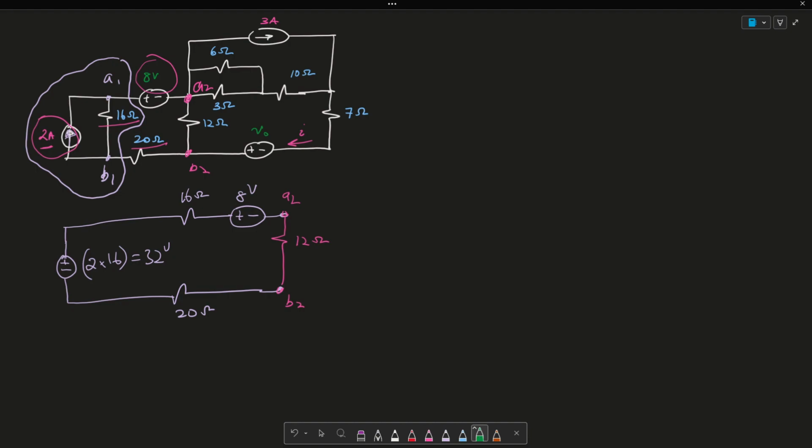Like I explained previously, I'm going to join this and this. That's just an addition problem, so it becomes 16 plus 20, which is 36 ohms. And then this guy goes away, so it's just a line here. And I'm going to combine this and this. Since they oppose each other, it's going to be 32 minus 8 volts, which becomes 24 volts. So then this just becomes a straight line.